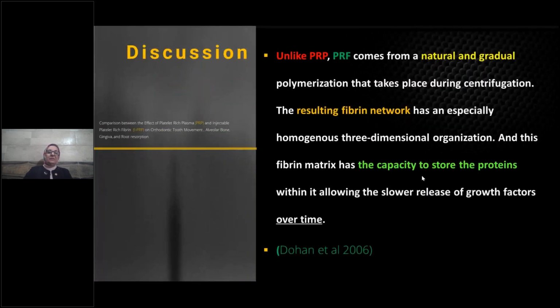Unlike PRP, PRF comes from a natural and gradual polymerization that takes place during centrifugation. The resulting fibrin network has an especially homogeneous three-dimensional organization, and this fibrin matrix has the capacity to store the proteins within it, allowing the slower release of growth factors over time.